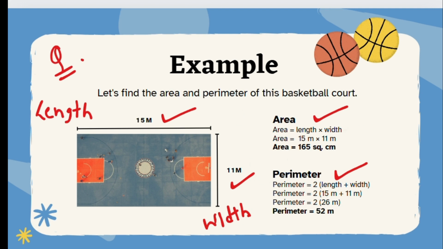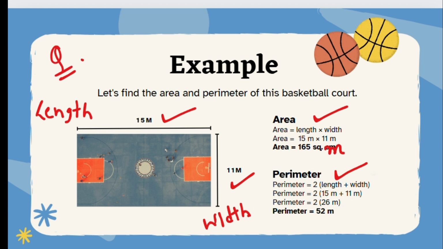Area is length multiply width, or you can say length multiply by breadth. So here area is 15 meter, and what is the width? That is 11 meter. So the area will be 15 meter multiply 11 meter, that will be 165 square meter. 165 square meter. So what is the perimeter?